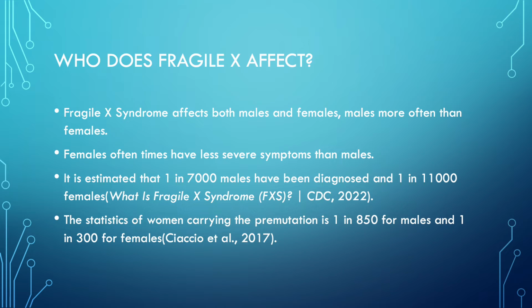Who does Fragile X affect? Fragile X syndrome affects both males and females. However, males more often than females are affected. Females oftentimes have less severe symptoms than males. It is estimated that 1 in 7,000 males have been diagnosed with Fragile X and 1 in 11,000 females. The statistics of carrying the premutation are 1 in 850 for males and 1 in 300 for females.